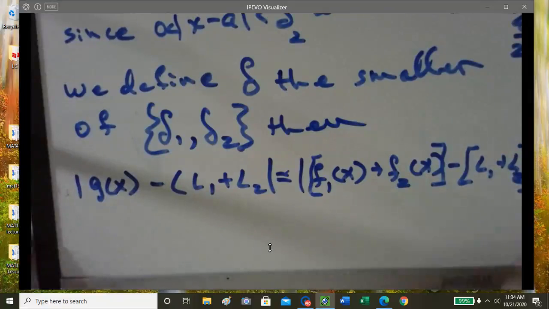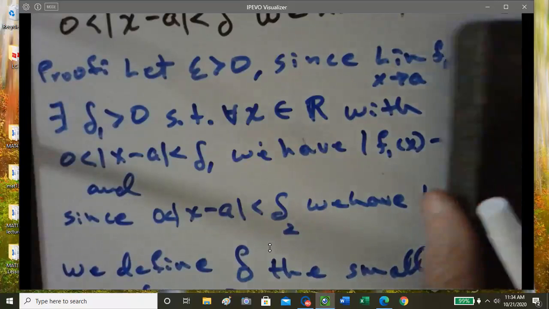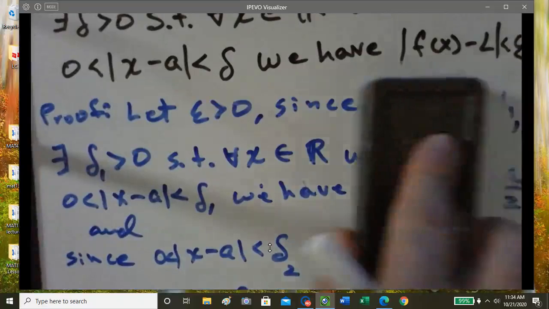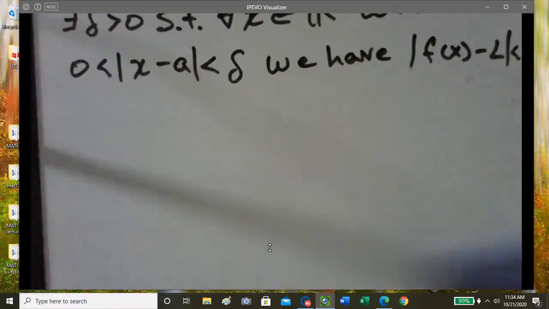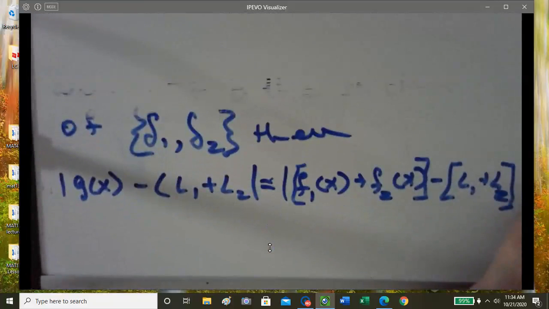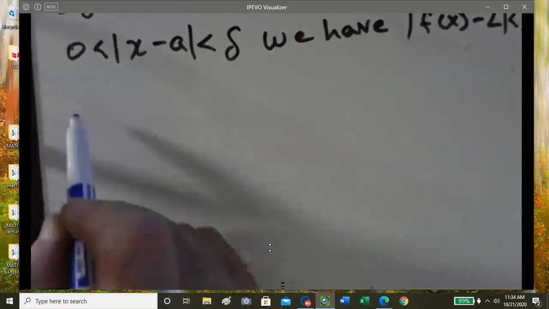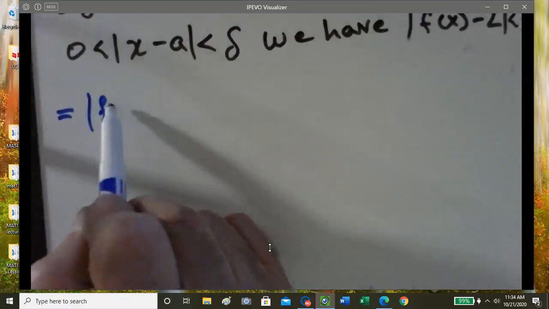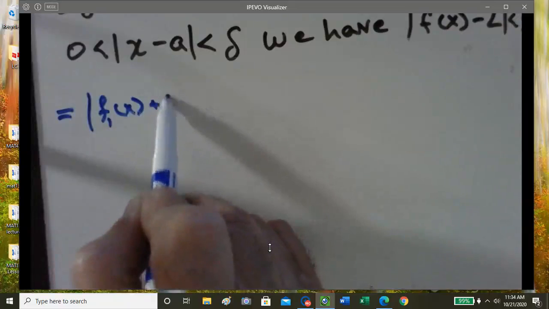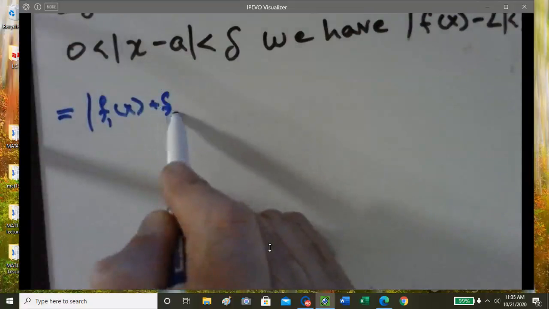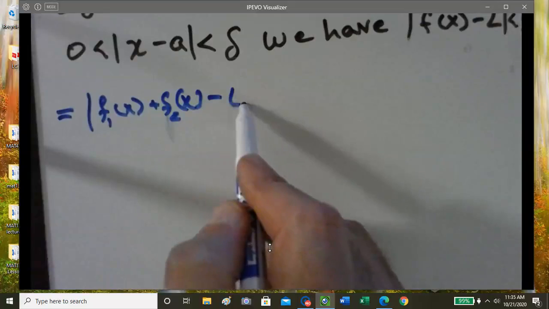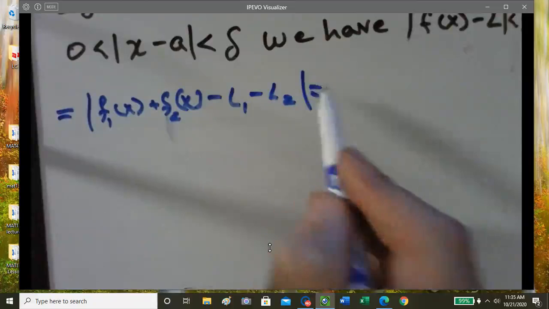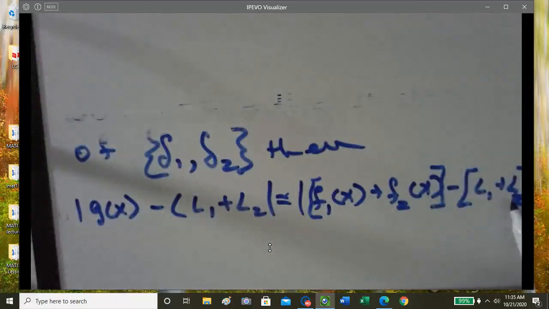So from here I'm going to go ahead and write up here, continue this up at the top. So from here, and that's absolute value, we're going to go ahead and distribute that negative. So that's going to equal the value of f1x plus f2x minus L1 minus L2. Okay, so all we did was we just distributed this negative.